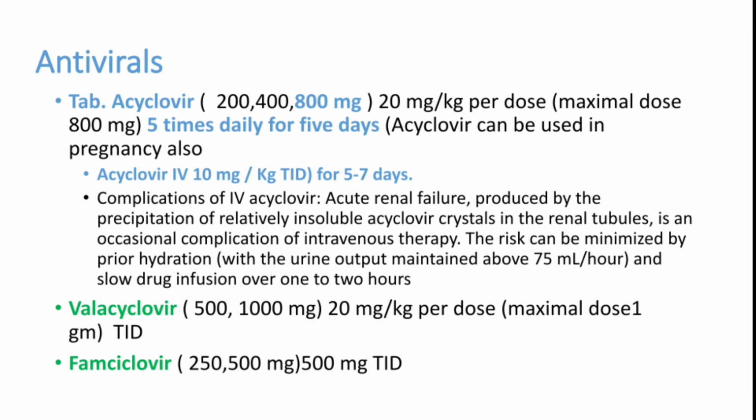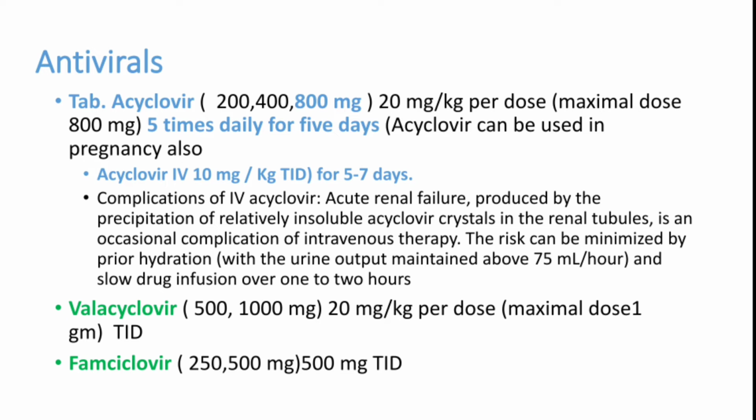Now we will see what the treatment is for chickenpox. Early treatment is always better. If you delay the treatment, once the patient develops florid symptoms, then this may not work. The most important antiviral is acyclovir. It is available in 200 mg, 400 mg, 800 mg. The dose is 5 times daily for 5 days. Normally in an adult who has chickenpox, you can give 800 mg 5 times daily for 5 days. It can be used in pregnancy also. So it is safe in pregnancy.